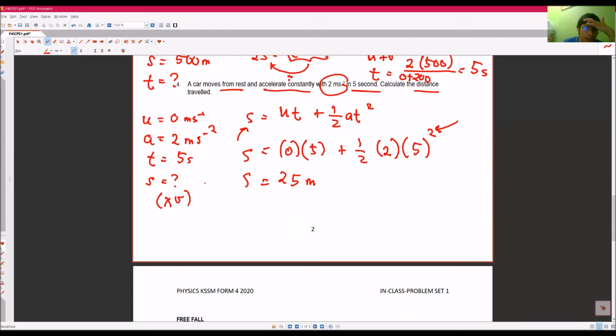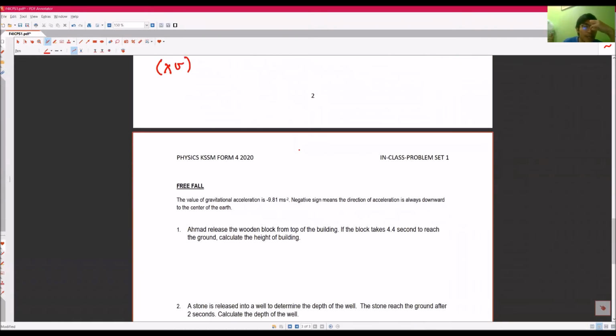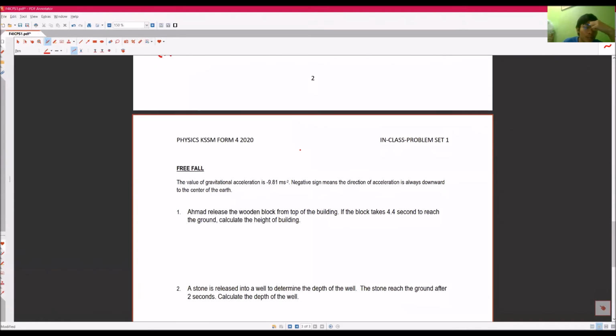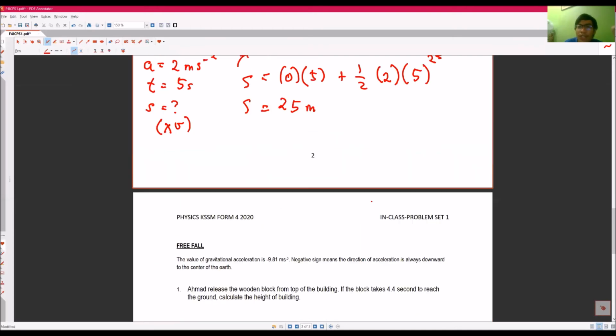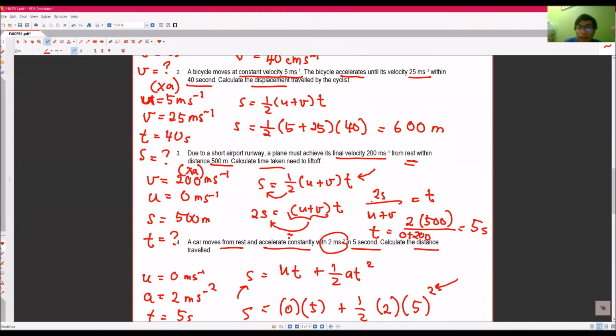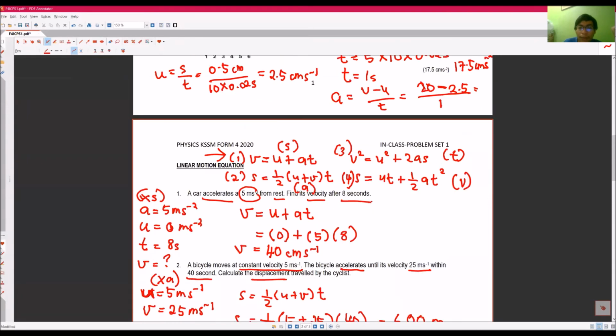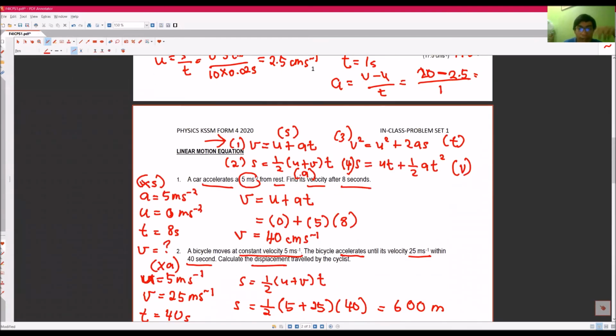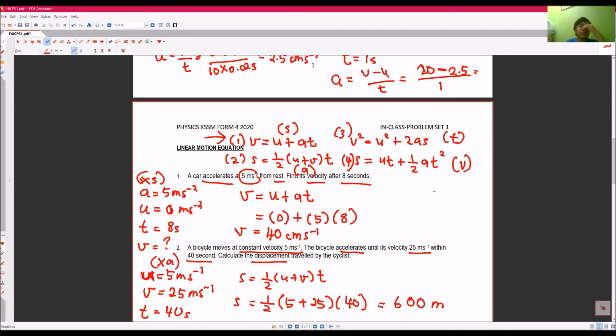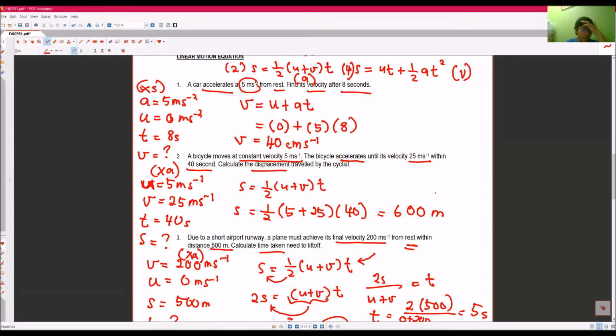Okay, let's see the next question. Free fall. Free fall basically uses the same equations as before, but we use only three instead of four. Equation number two is not used because we don't have the value for acceleration. In order to solve problems involving free fall, we need the value of acceleration. Equations number one, three, and four all have the acceleration a there.